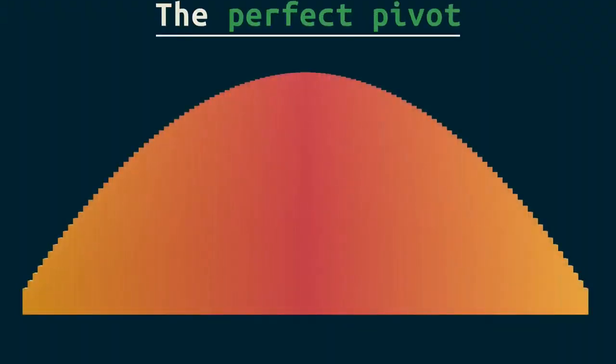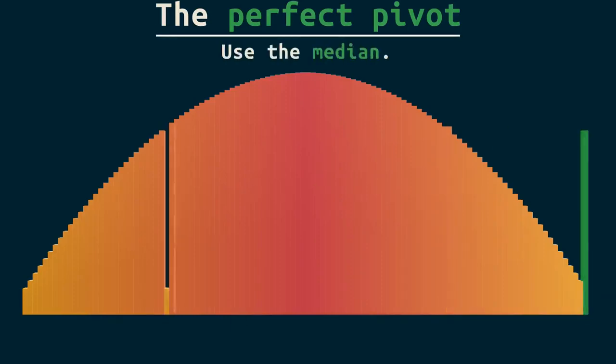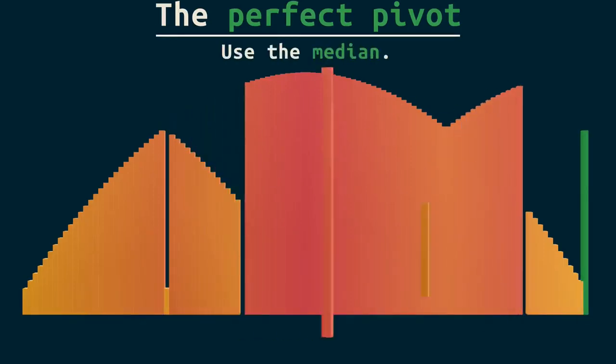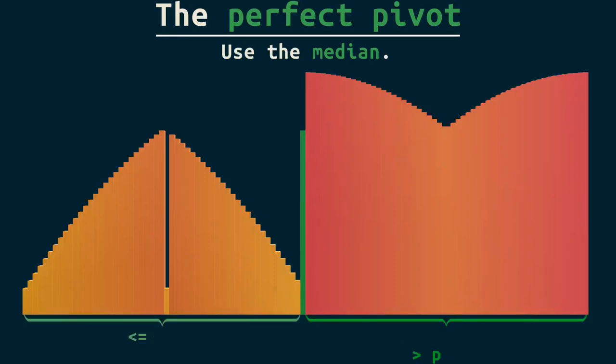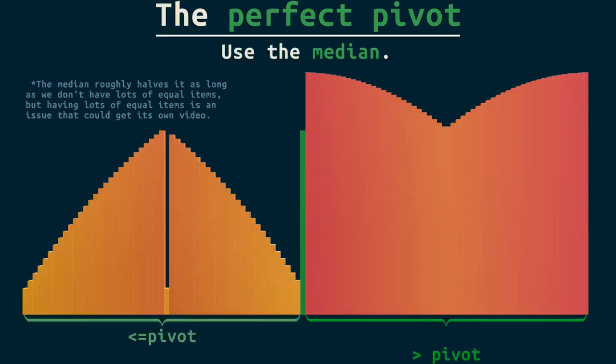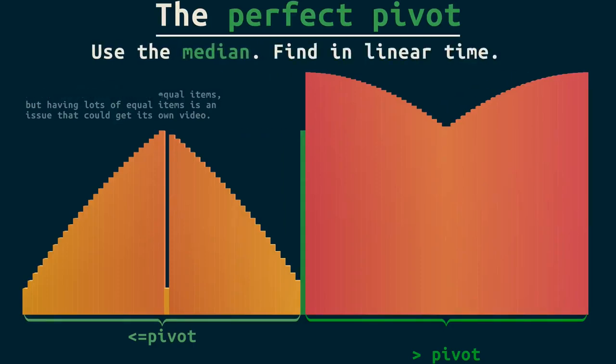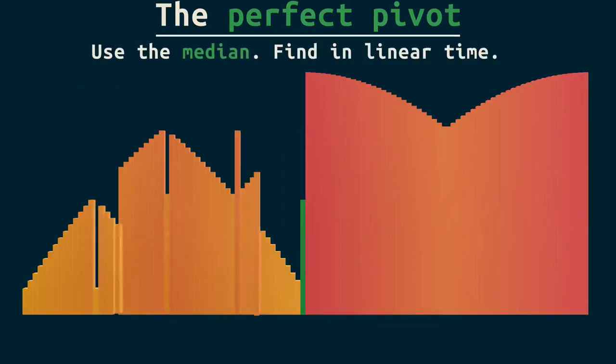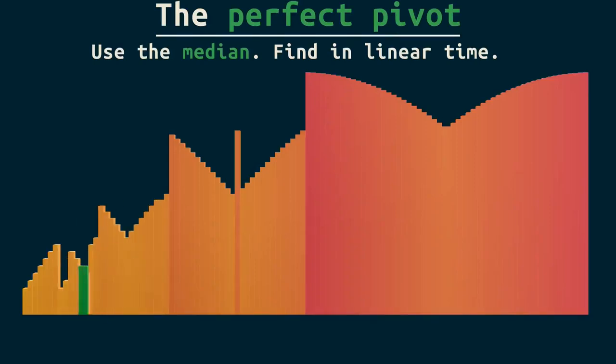So what if we just make sure we have the perfect pivot every time? Which element would that be? The median. Using the median as pivot gets half the elements on one side and half on the other every single time. For us to get O of n log n worst case for Quicksort, though, we have to find the median in linear time. The commonly known quick-select algorithm can find the median in linear time for the average case, but it's O of n squared worst case.